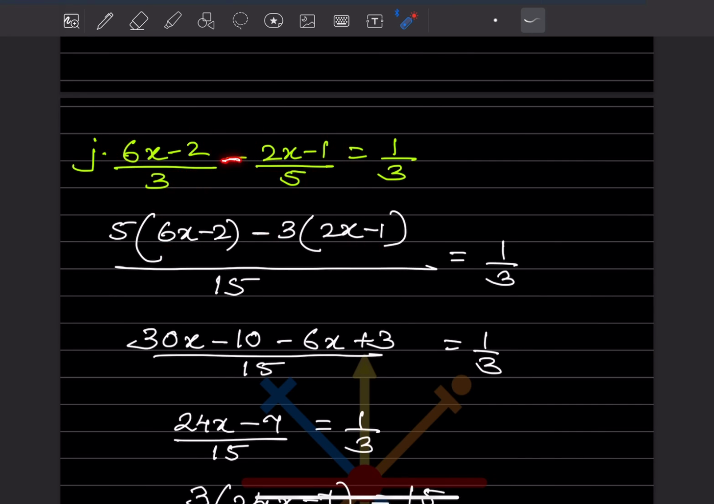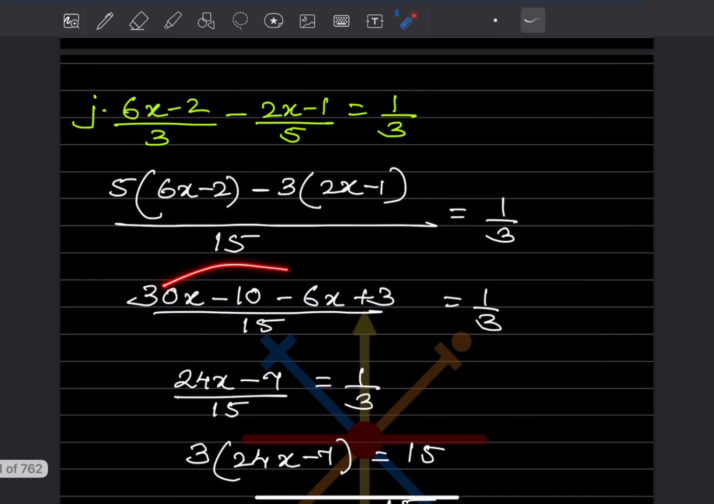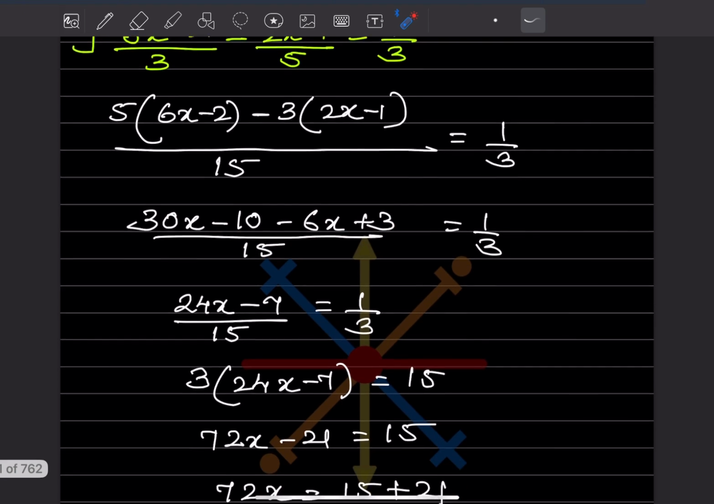So here we are not changing the sign because we already got this number, as well as we are putting this in a bracket. So we are not changing the sign. So at the next step, this sign gets changed. So this is divided by 15 is 1 by 3. So which is going to be 30x minus 10 minus 6x plus 3 by 15 is 1 by 3. So this is going to be 24x minus 7 by 15 is 1 by 3.